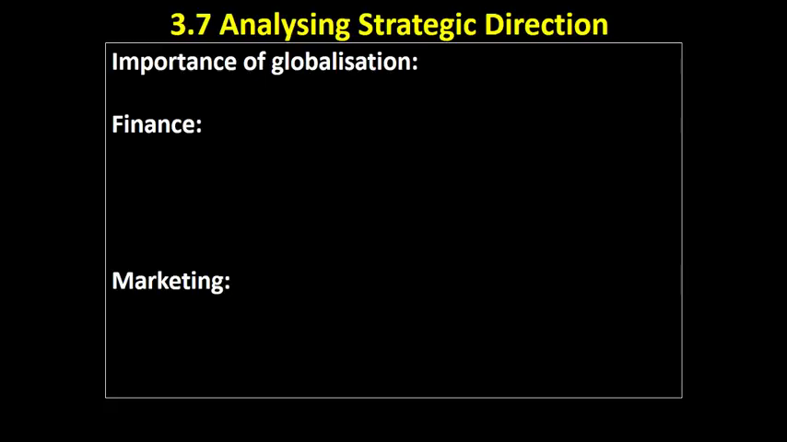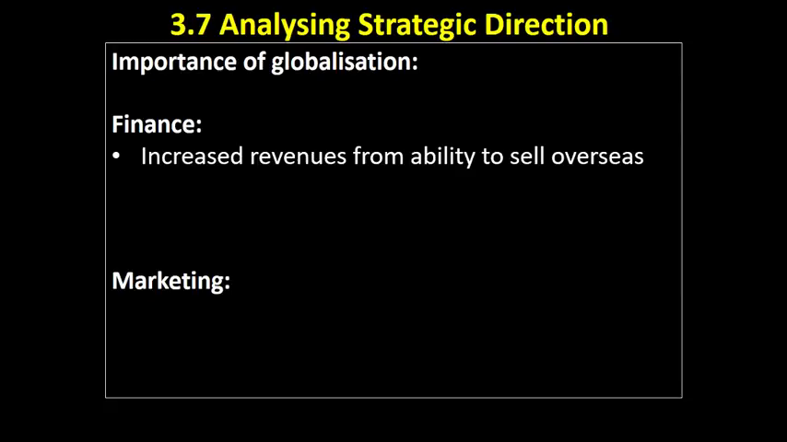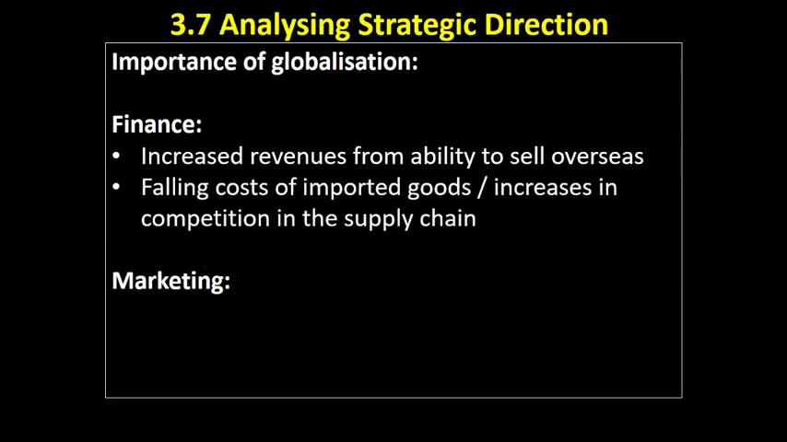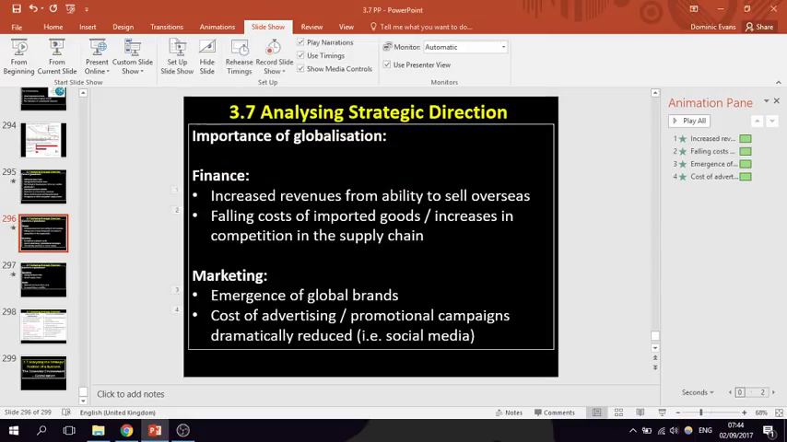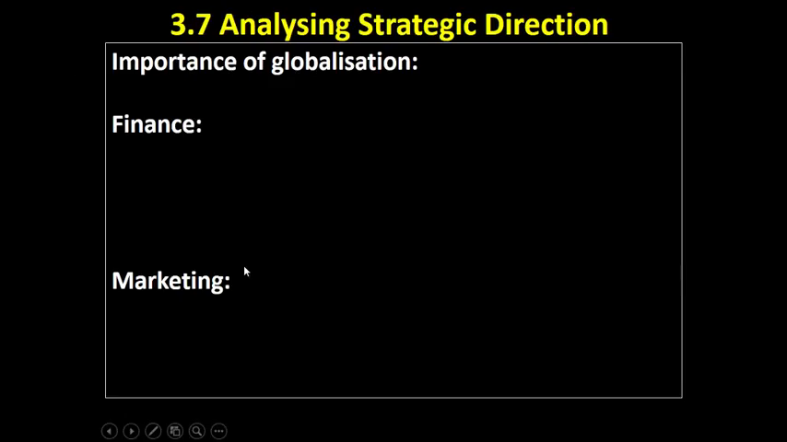We need to look at the importance of globalisation for businesses. So I've just picked out the four main functional areas of a business. Finance: how has globalisation affected finance? Well, we've got increased revenues from our ability to sell overseas. We may have falling costs as a result of imported raw materials, I should probably say. And we've got increases in competition and the supply chain as well.